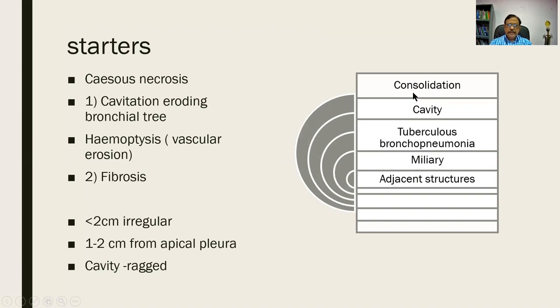There will be a consolidation, cavitation. There can be a tuberculous bronchopneumonia. I'll tell you what it is. Miliary tuberculosis, and finally, infiltration of the adjacent structures.